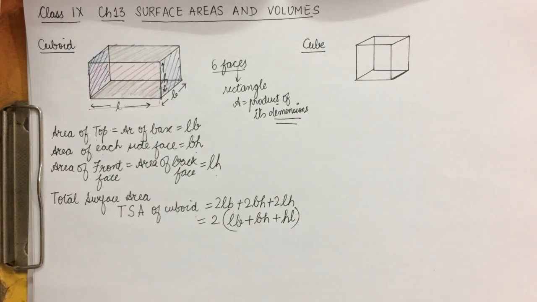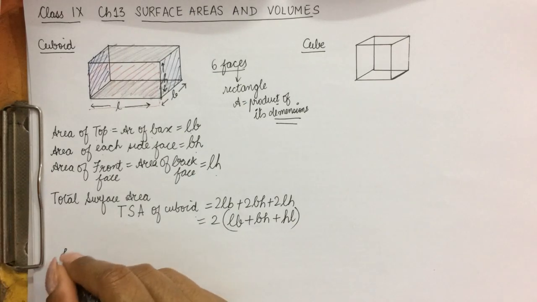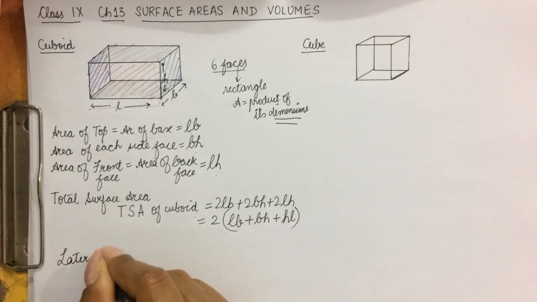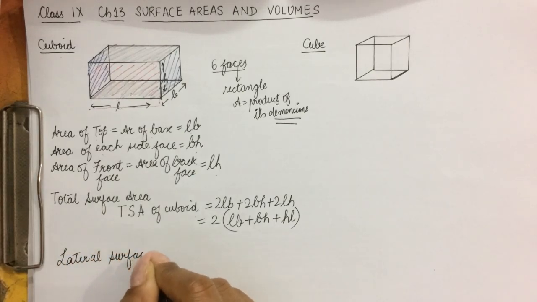Now consider an example. If you have to paint or find the area only for the walls of your room, you don't need to find out the area of the top and the base. To find out the area of the four walls, we have a particular term and we refer to it as the lateral surface area. The lateral surface area means the area of the side faces, not the top and the bottom. The top and bottom are excluded.